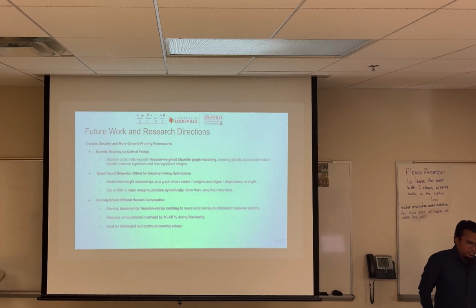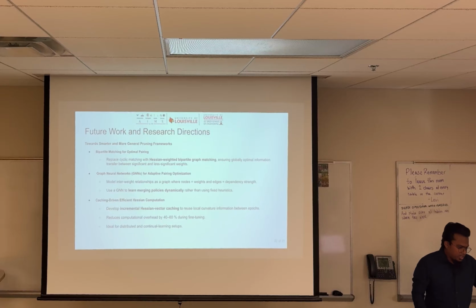Okay, for now, the future work directions. As you know, we are doing the cyclic pairing work. This is not the optimal pairing solution we have found. So we are trying to find the optimal solution for this pairing optimization problem. One of the algorithms we are looking into right now is bipartite matching for optimal pairing. Another is graph neural networks for adaptive pairing optimization. These are the two algorithms we are looking at for the journal extension of this work.